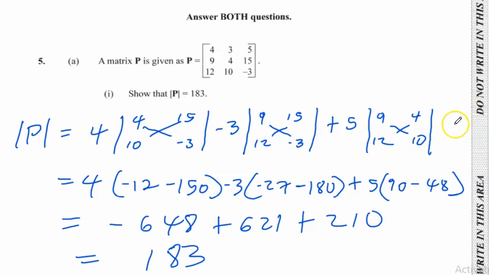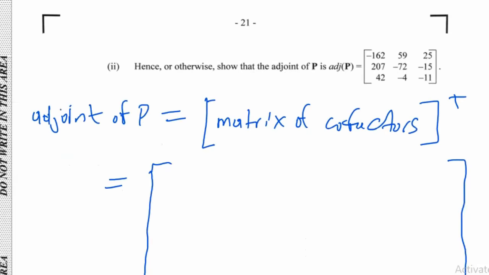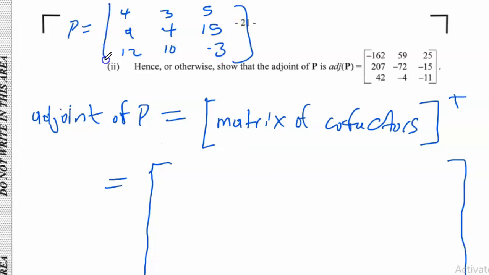Let's remind ourselves what P was again. P was a matrix 4, 3, 5, 9, 4, 15, 12, 10, negative 3. Let's just rewrite it. I'm going to need to be looking at P while I'm getting the adjoint. So P was a matrix 4, 3, 5, 9, 4, 15, 12, 10, minus 3. I'm going to need this right here. And how do I get the matrix of cofactors? I'm going to replace each element with its cofactor. So for the element 4, how do I get the cofactor of 4? You cross out the row that the 4 is in, you cross out the column the 4 is in. What are you left with? 4, 15, 10, negative 3.